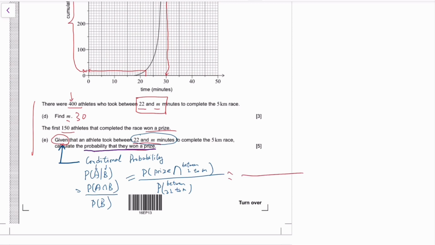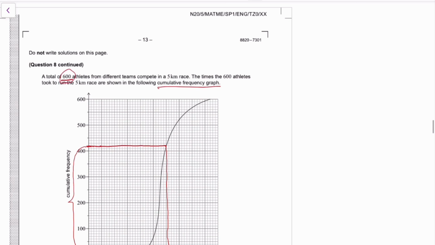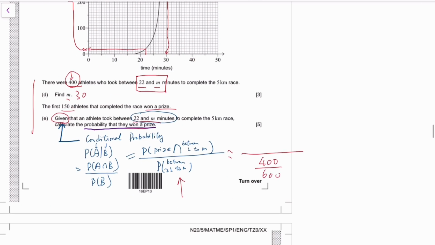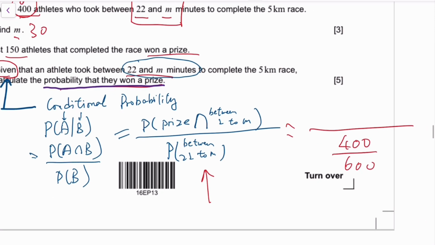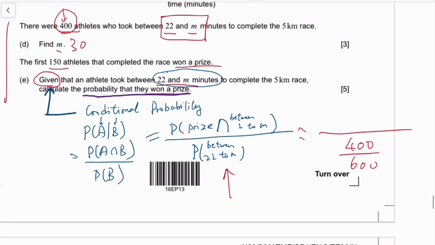Okay, it shouldn't be too hard to get the bottom. The bottom is, well, if you randomly pick someone, what is the probability that he took between 22 to m minutes? Well, the answer is there are 400 that took that time over a total of 600 of them. Okay? But the hard part is the top. What is the probability that someone wins a prize, and remember intersect means and he took between 22 to m minutes?